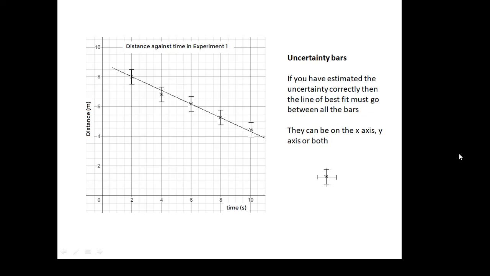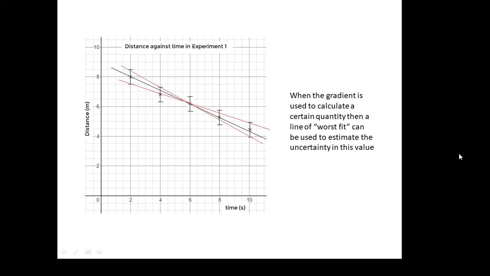We can actually use uncertainty bars if we are getting a quantity from the gradient of the graph. Then what we can do is draw a line of best fit and a line of worst fit. I've actually done two lines of worst fit, and if you get the gradient of the worst fit line, the line that just goes through the error bars, you can estimate the uncertainty in the quantity that you're getting from the gradient.